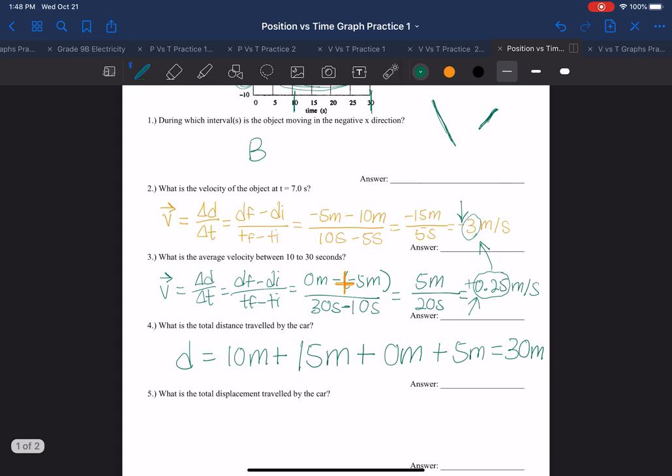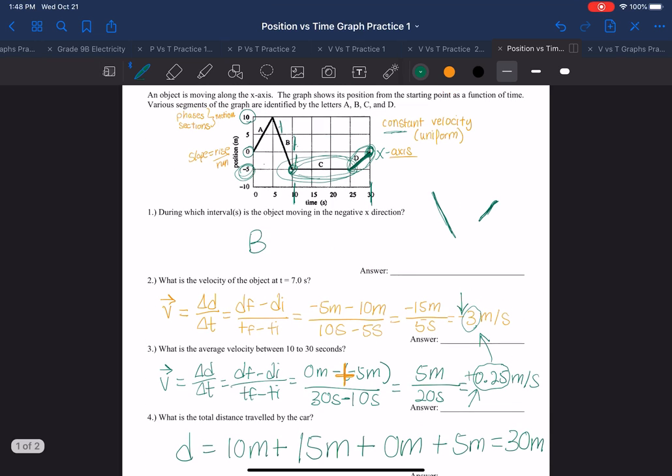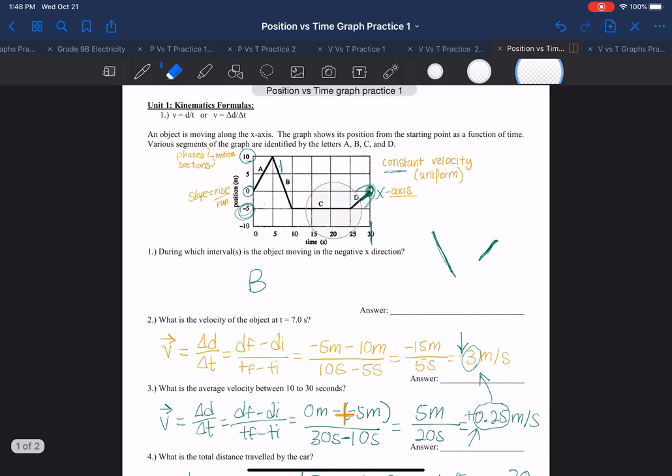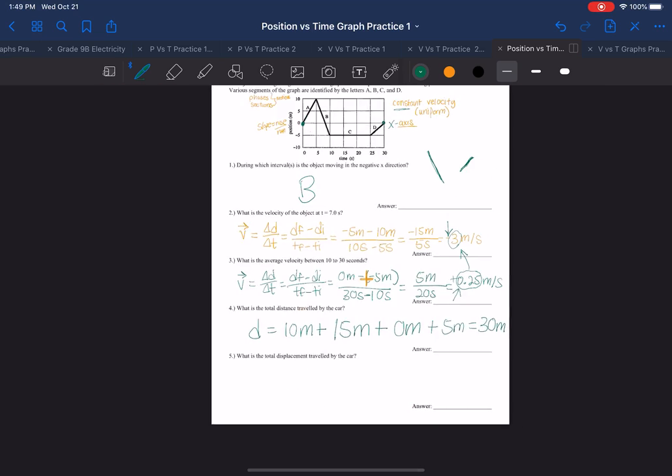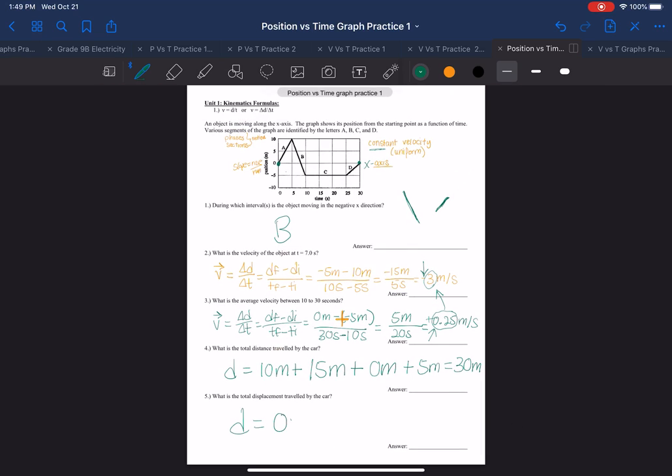What is the total displacement that's traveled by the car? Well, displacement is different because it's the overall position where it ended up, okay? So the overall position of the object, the overall change in position. Change is very important, that word. So let's look at our initial position on the graph. We were at 0 as the initial position, and our final position on the graph, we were still at 0. So that means our change in position overall was 0 meters. So displacement equals 0 meters.